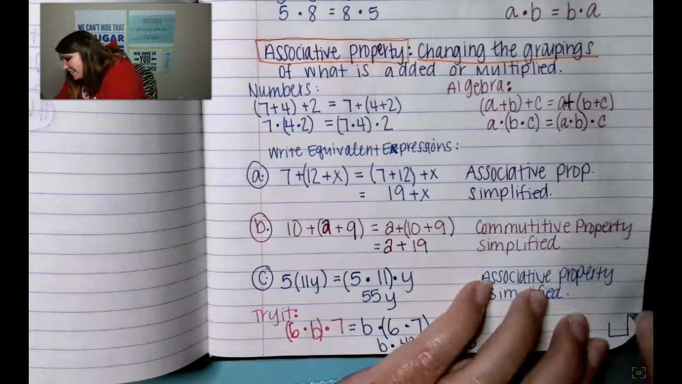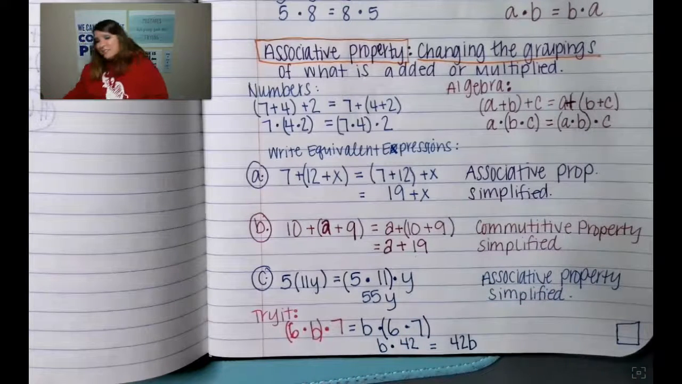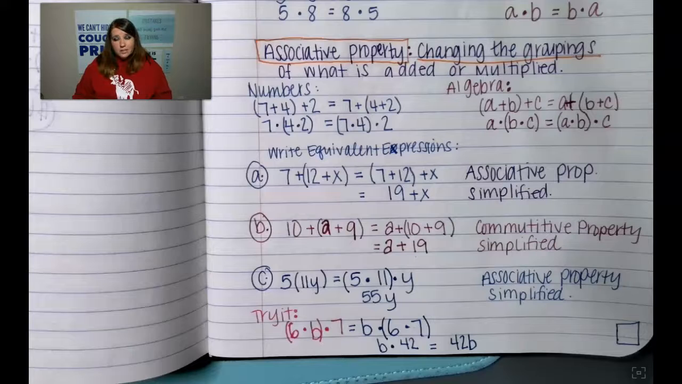Okay. On the side over here, I would like for you to rate your understanding of where you are at right now with 1, how do you feel about knowing the properties, why we can move things around, and 2, equivalent expressions. Where are you at with writing equivalent expressions? How are you feeling about those?